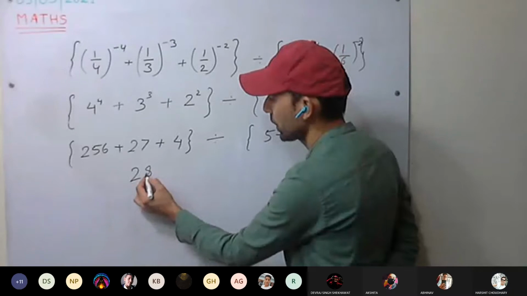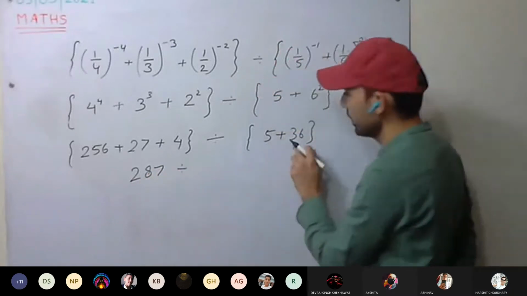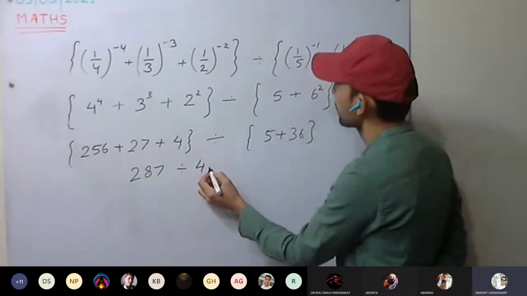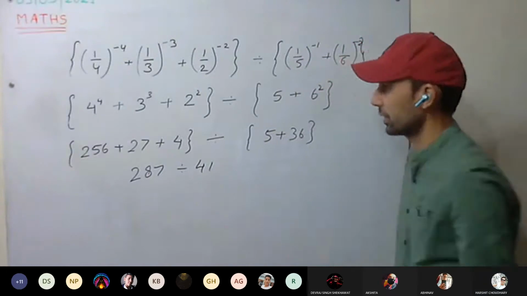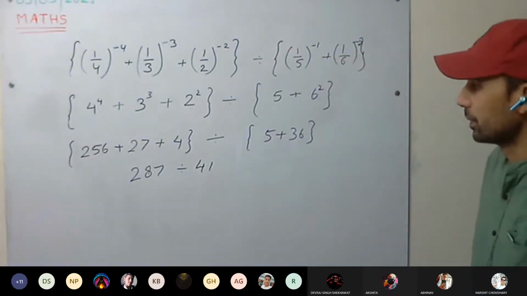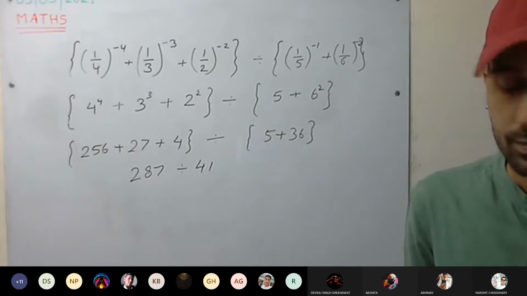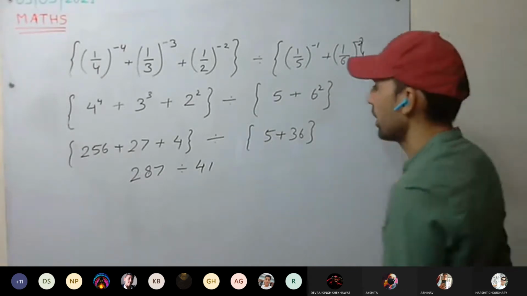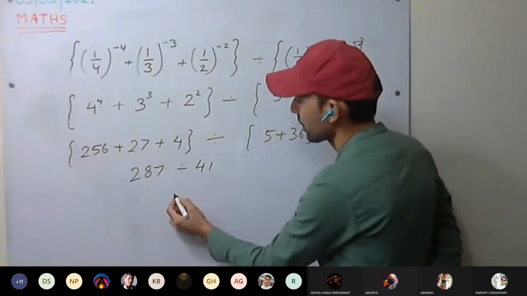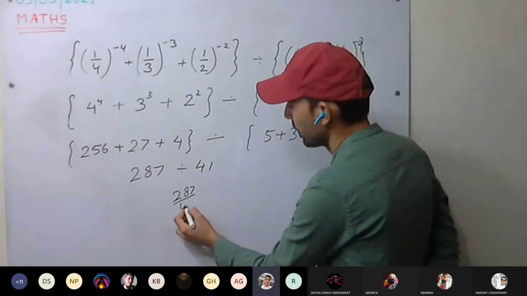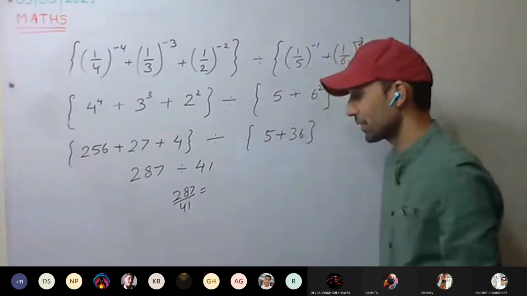How much it is? 287. 287 divided by 41. Okay, divide them. Are they divisible? 7 times. Check it. They are divisible.